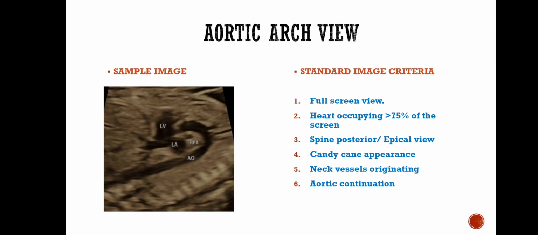This is aortic arch view. The aortic arch resembles a candy cane. Neck vessels arise from the arch and are clearly visible. Recognition of the characteristic appearance helps differentiate it from the ductal arch and assists in the diagnosis of abnormalities. See the neck vessels originate from the arch. So this is aortic arch. In case of ductal arch, there will be no neck vessels.